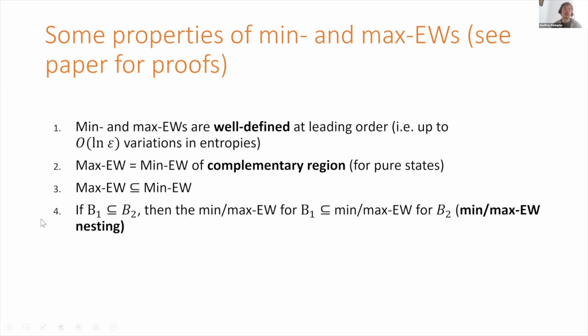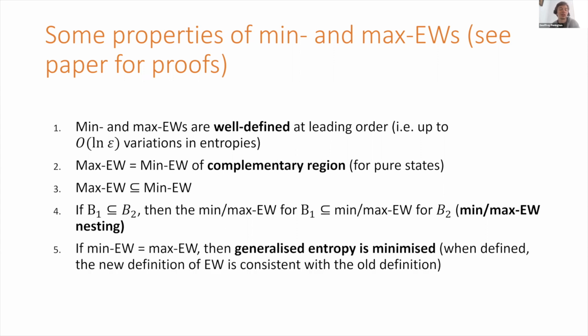Another one is if we look at two regions, B1 that's contained in some larger boundary region B2, then the min and max EWs for B1 are contained respectively in the min and max EWs for B2. So increasing the size of the boundary region just gives you more information, not less information. It's called entanglement wedge nesting, or min-max EW nesting.